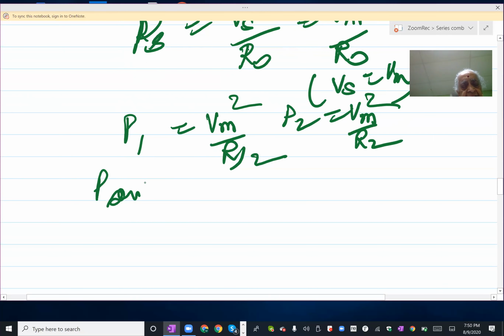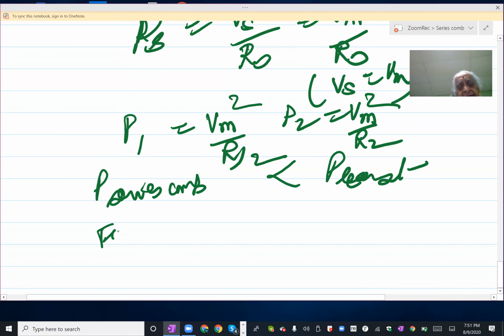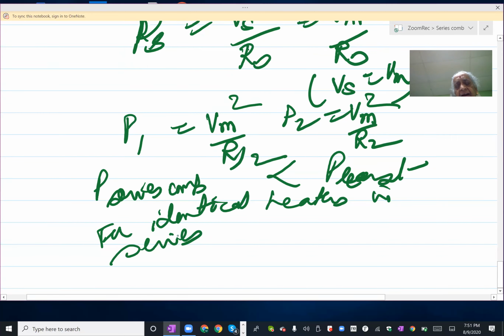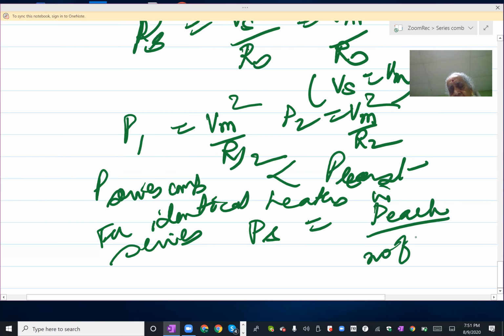P of the series combination is lesser than the P least, and for identical heaters in series, that means identical power and identical marked voltage in series, the power of the series combination will be the power of each divided by the number of heaters or devices. These are the two things that you should remember. Just go through this and then I will continue in the next class.